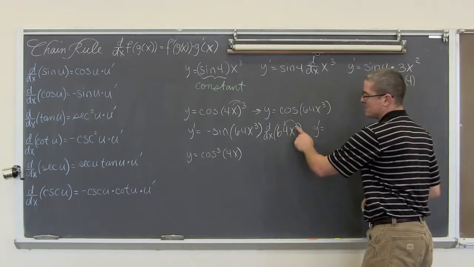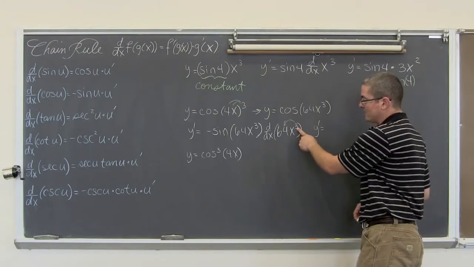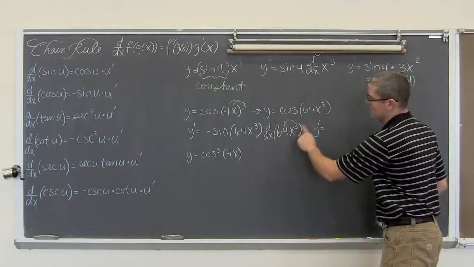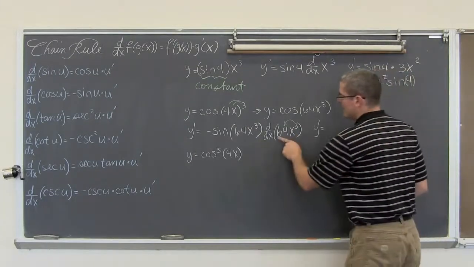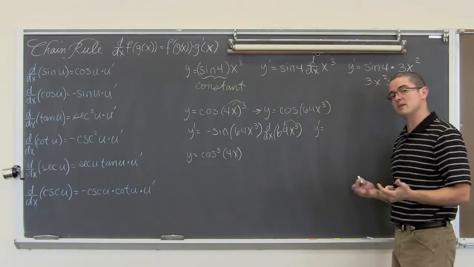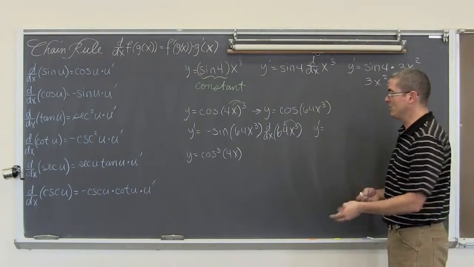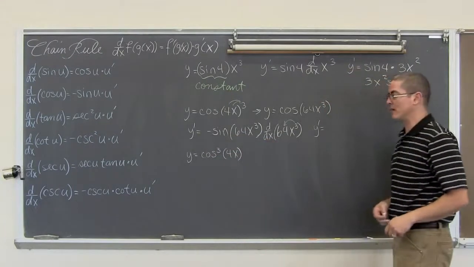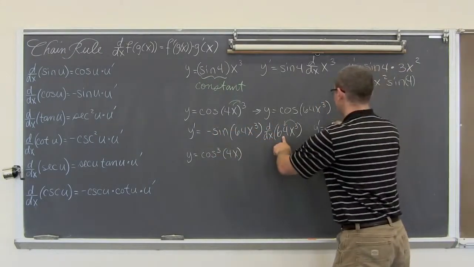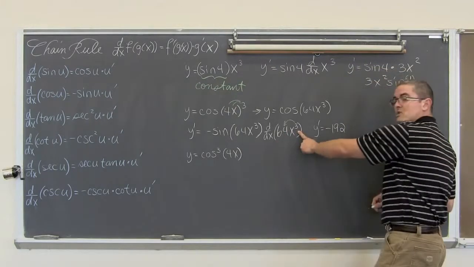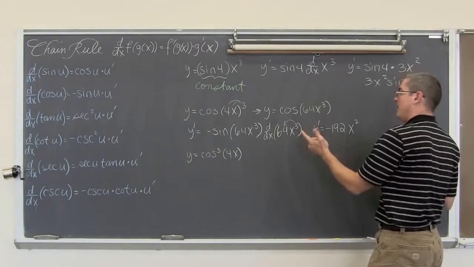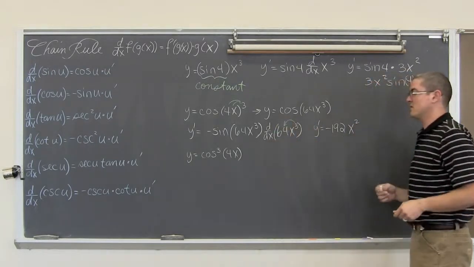64 times 3. 60 times 3 is 180, and 4 times 3 is 12. So 180 and 12 is 192. And I'm going to go ahead and let that 192 float out front. So we're going to have the negative here and the 192. So negative 192. When we do the power rule, we reduce the exponent by 1. So that's going to be x squared. And that's the derivative of 64x cubed.